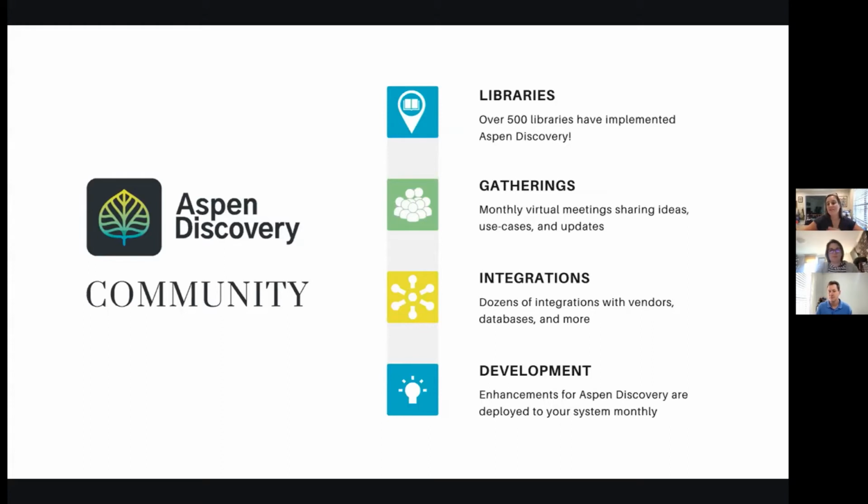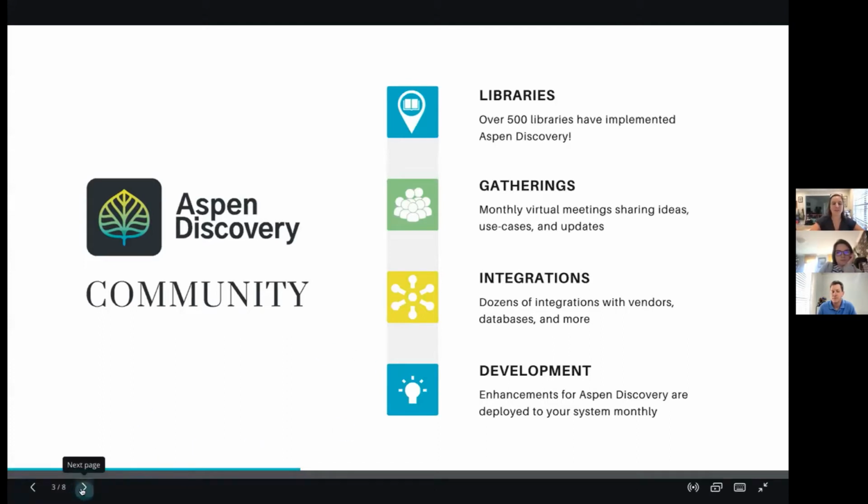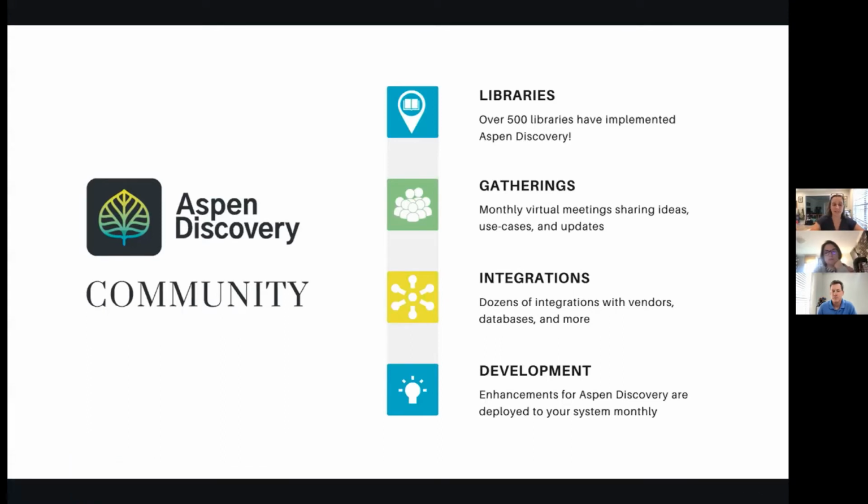The next one is integrations. There are tons of integrations, whether you're using Overdrive for your patrons or you have CONTENTdm for your archival information. This is a great way to bring all of that information into one place. And development. Who doesn't want to be part of librarian-driven development? Enhancements for Aspen Discovery are deployed monthly to your system. We call it rolling development, so you'll see those releases every month. And our users are part of that development process, giving feedback to our team members to make sure that Aspen Discovery is what your library needs.